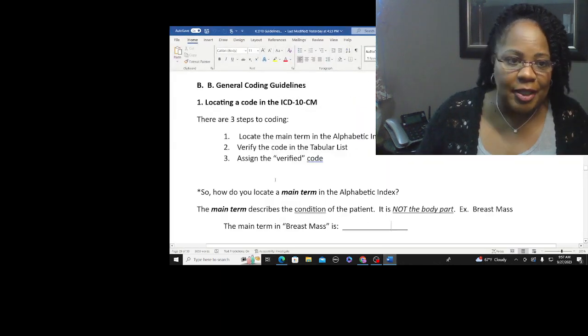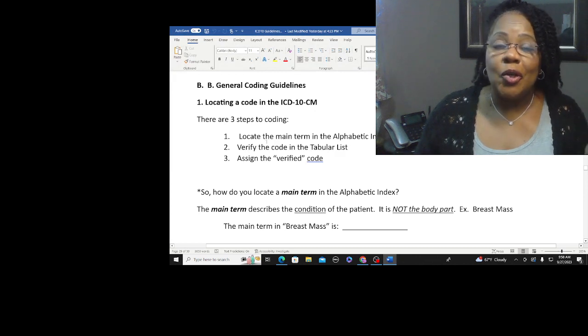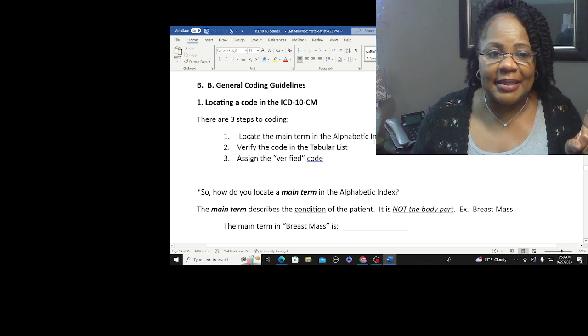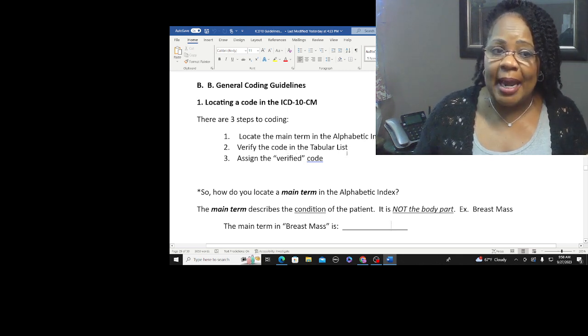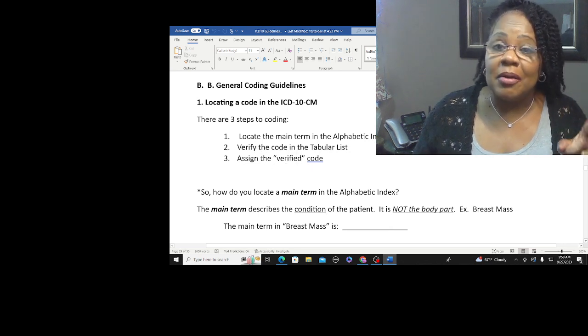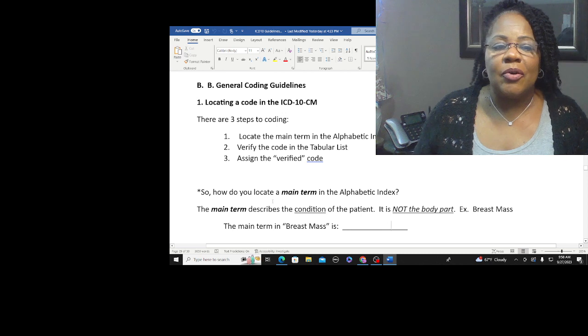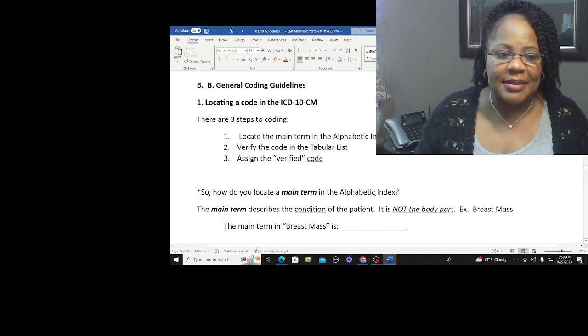So let me show you with my notes. There are 3 steps to coding. 1, locate the main term in the alphabetic index. 2, verify the code in the tabular list. And 3, assign the verified code. Assign the code that you confirmed in the tabular list before assigning. So how do you locate a main term in the alphabetic index?